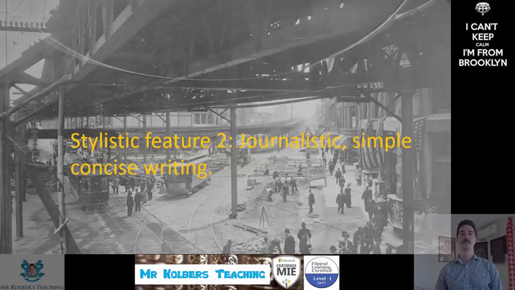Stylistic feature 2 is journalistic and simple writing. So it's third person, of course, but he's not adding his thoughts, he's not adding his opinions, he's not adding historical references beyond a couple of simple throwaway ones, and he's not really analysing it. He's the journalist, he's taking pictures, he's writing down notes of what's happening, what she's thinking, but that's all.